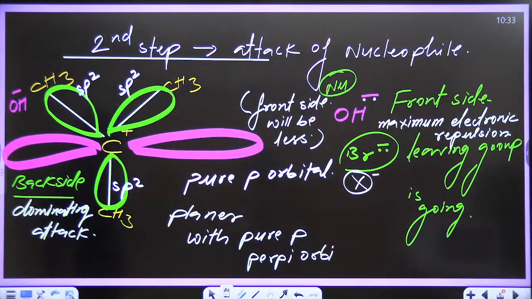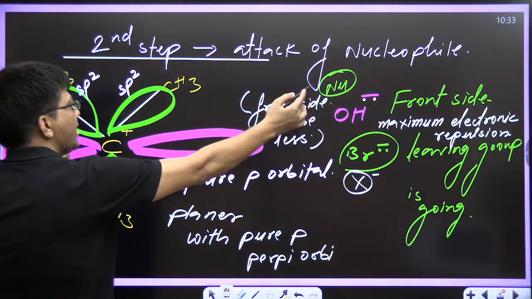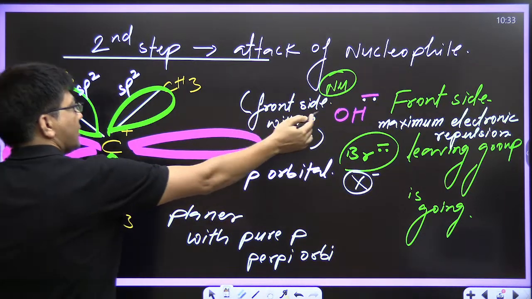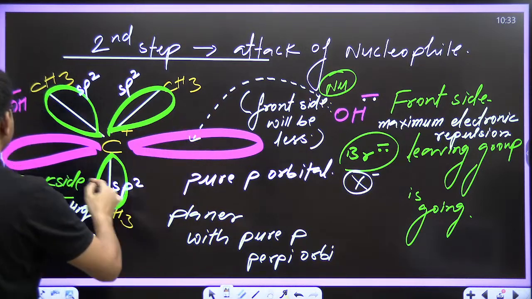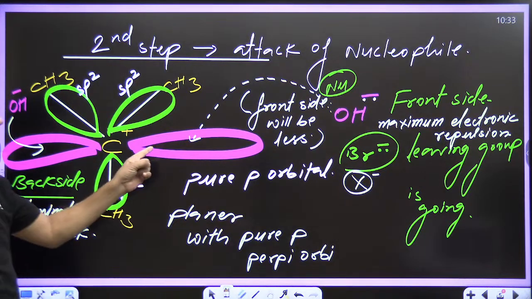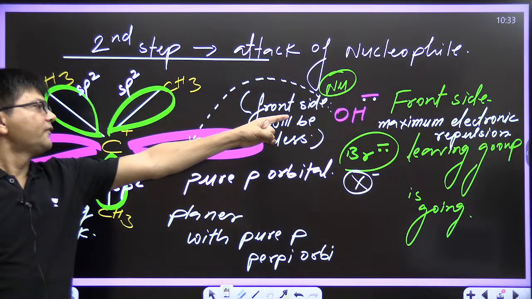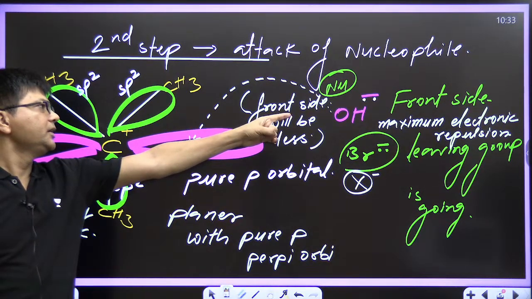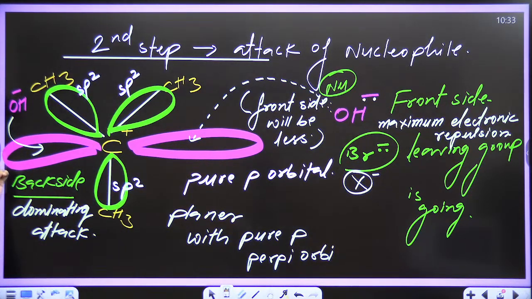Do let me know. So this carbon is saying, how much do you love me, oh my nucleophile? Come and attack from both sides, from the front side as well as from the back side. The attack will always be from both sides, front side as well as back side.